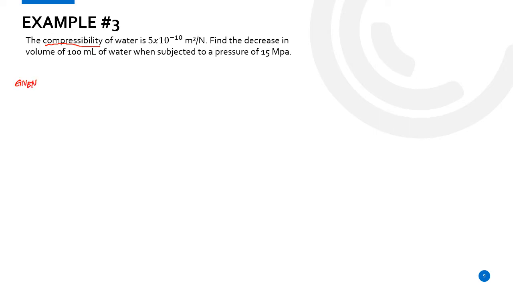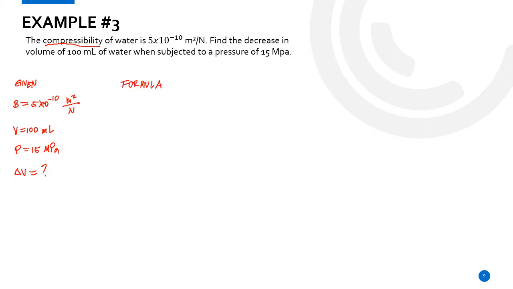Given. So what is the compressibility? Compressibility, letter B, is equal to 5 times 10 raised to negative 10 meter squared over Newton. Okay? Then another given is the volume, 100 ml. Then the pressure is 15 megapascal. Okay? Then what we are looking for is delta V. So that's clear. Formula.